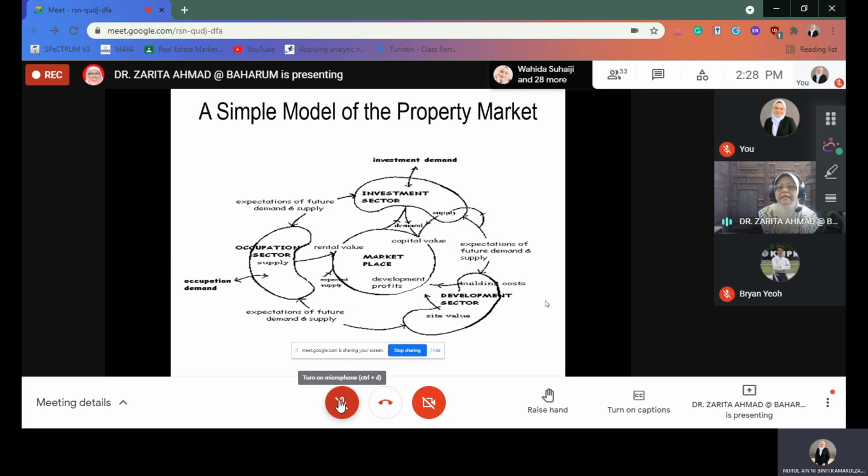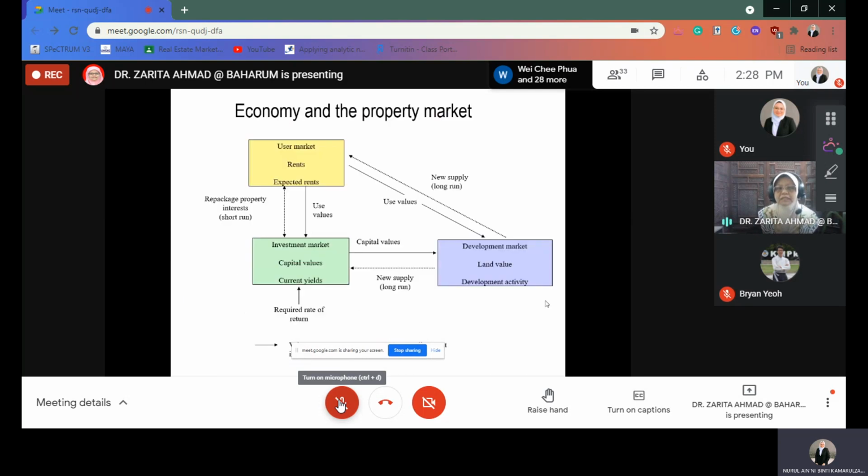So what happened is that we make good use of this particular model. Basically, when you are looking at the property market, the property market outside consists of these three different markets: your user market, your investment market, and your development market. That is why when you learn about development appraisal and market research, development is one of the elements that need to be covered, because it is one of the branches of the property market.